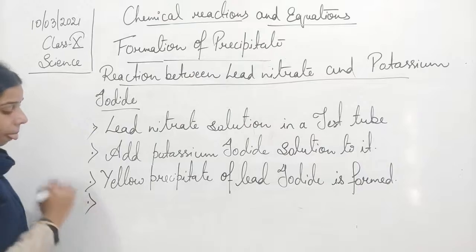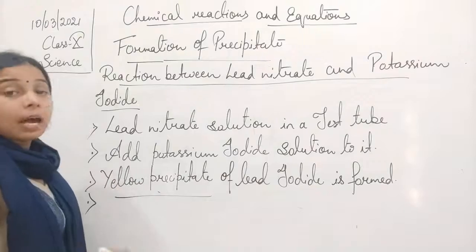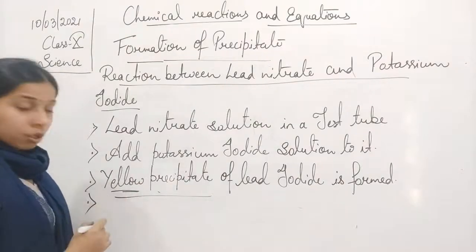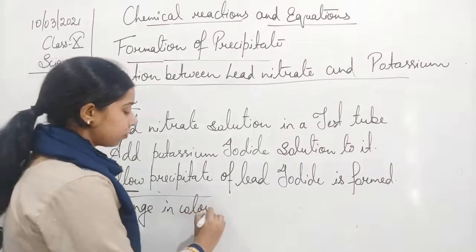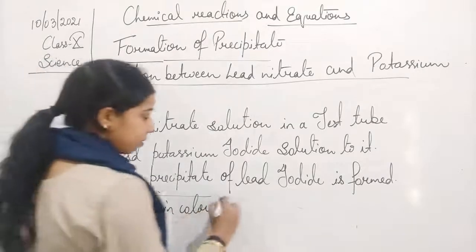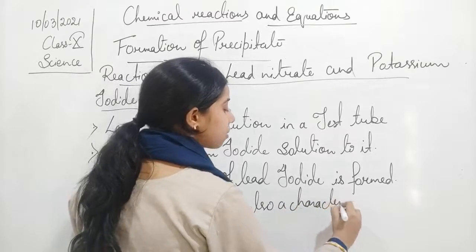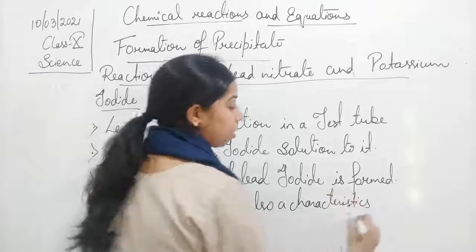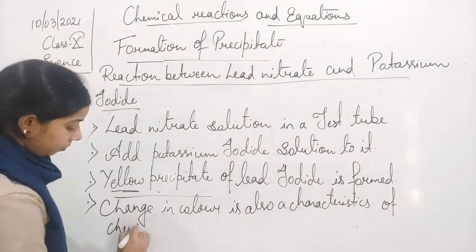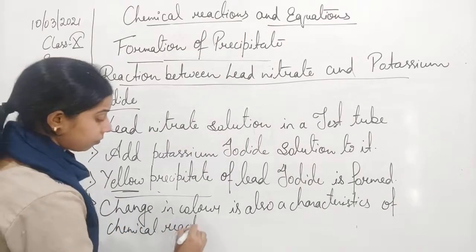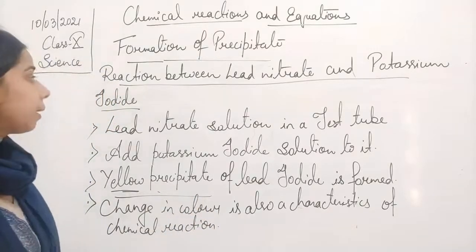Now here, two things happen, students. The first thing is the formation of a precipitate, and the second is the yellow color. So a change in color also happens, and change in color is also a characteristic of a chemical reaction.